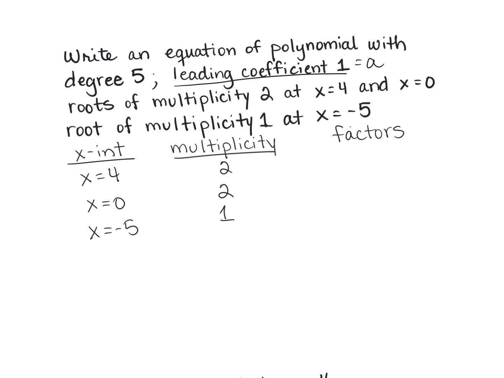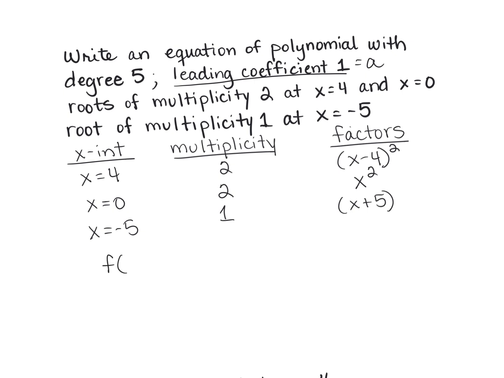So for the first one, I'm going to subtract 4 over. So this is x minus 4, and it has to have a multiplicity of 2. Next one, if I subtract 0 over, it's still just x. So do not write x minus 0. Just do x, and then that is a multiplicity of 2. And then for the last one, we're going to have x plus 5, and it is multiplicity 1.